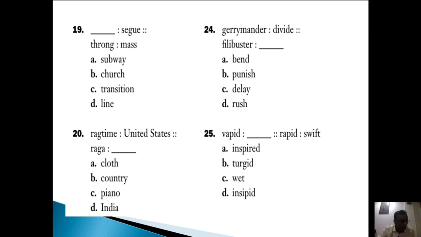Question number 25. Vapid equal to dash, and rapid equal to swift. Vapid is another word for insipid, and rapid is another word for swift. Getting me? So the answer is insipid, option number D.